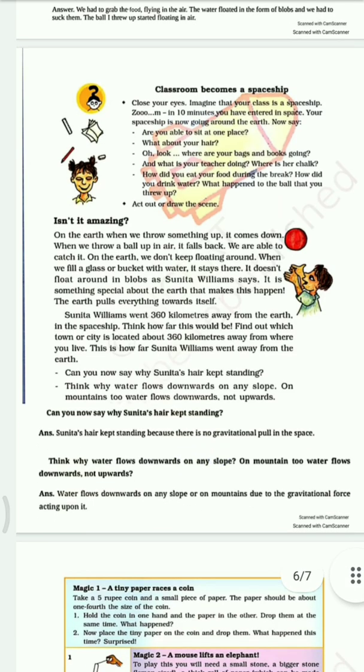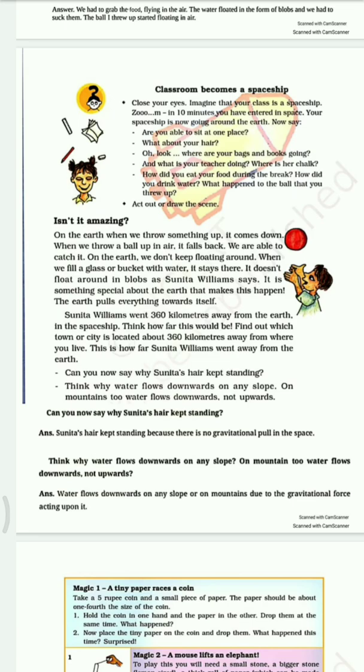Now Sunita Williams went 360 kilometers away from the earth in the spaceship. Think how far this would be. Find out which town or city is located about 360 kilometers away from where you live. So you have to find out which place is located at 360 kilometers away from your place. This is how far Sunita Williams went away from the earth.